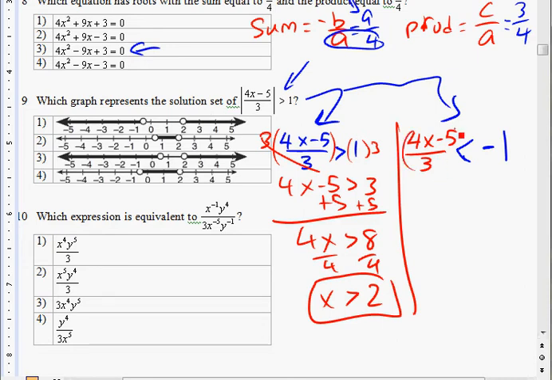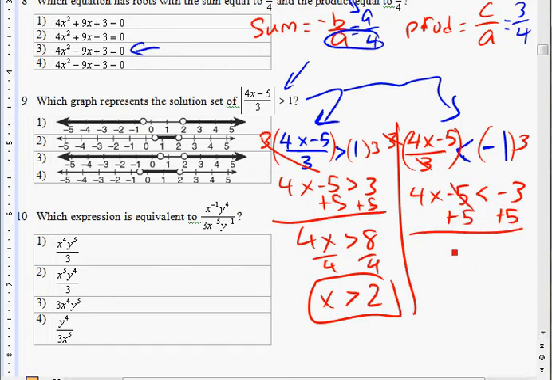Alright, so we're going to multiply by 3. Alright, so move the 3 over, we got 4x minus 5 is less than negative 3. Let's move the 5 over by adding 5. 4x is less than 2. Divide by 4. You have x is less than 1/2.